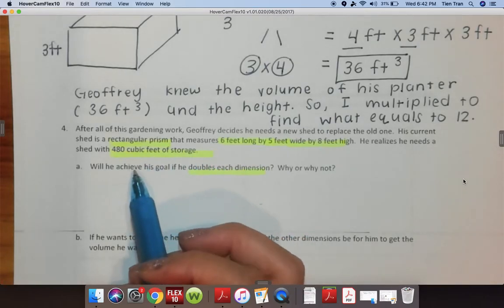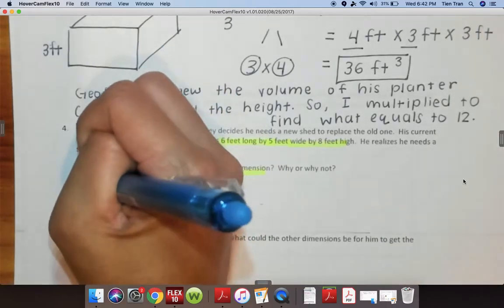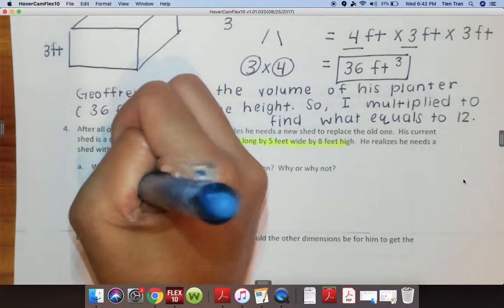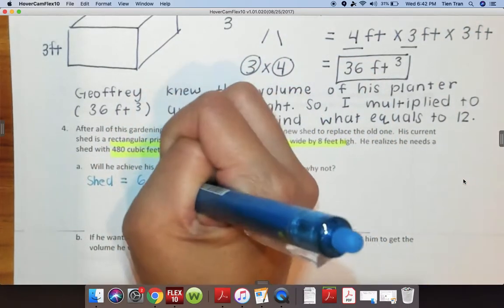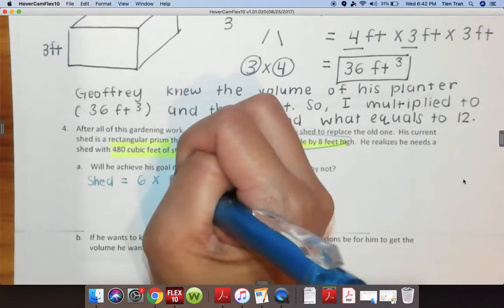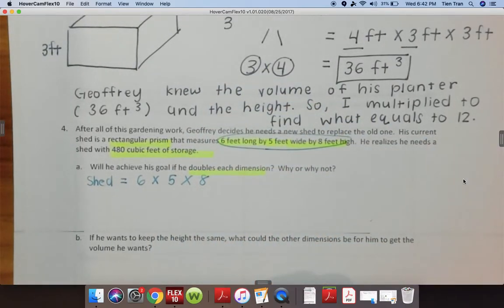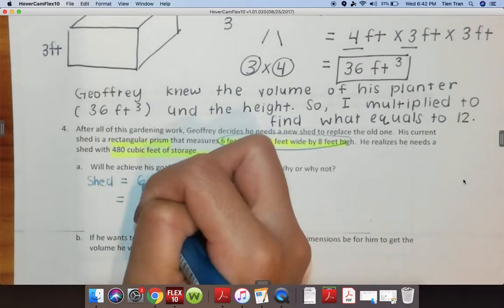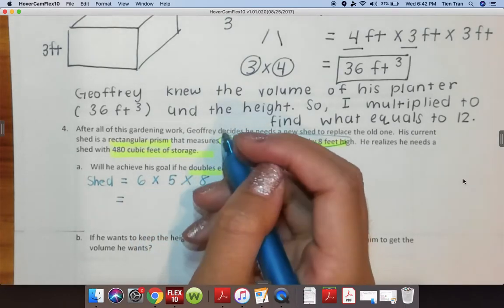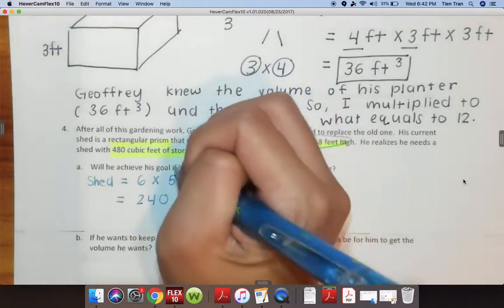So he wants to build a new shed so that he can have enough room to put all his things. So I'm going to write shed. The volume of the shed that we know right now is 6 feet, which is right here, and I'm multiplying it by 5 feet and then by 8 feet. Okay? And I know that 6 times 5 is equal to 30, and 30 times 8 is going to give me 240 feet cubed.